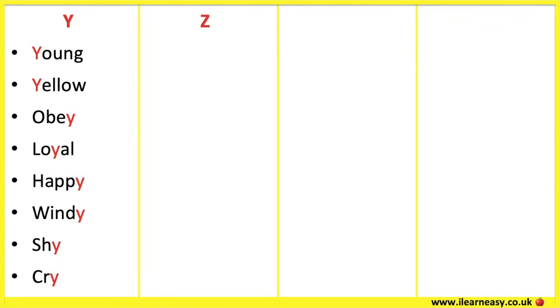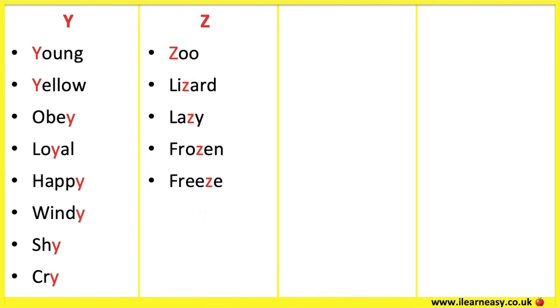For example, zoo, lizard, lazy, frozen, freeze, fizzy, pizza, blizzard. The double letters make a one-letter sound.